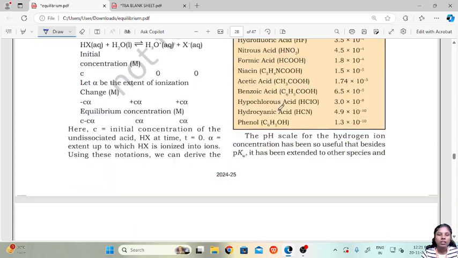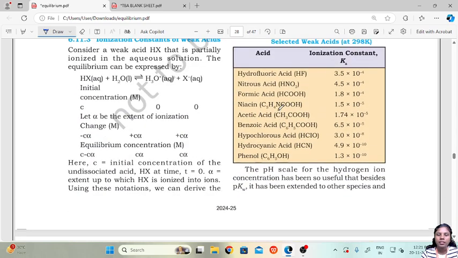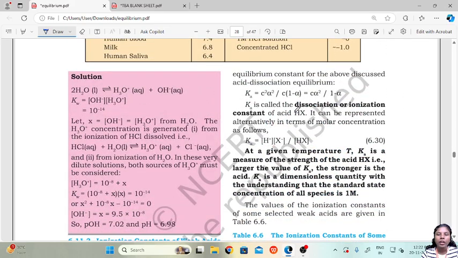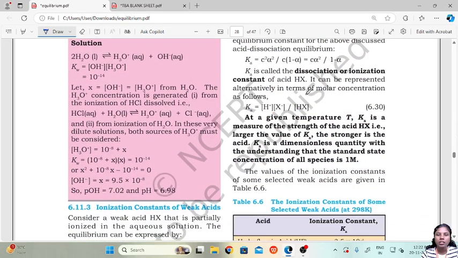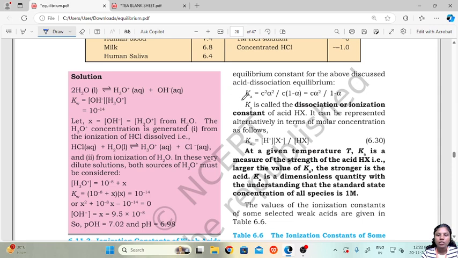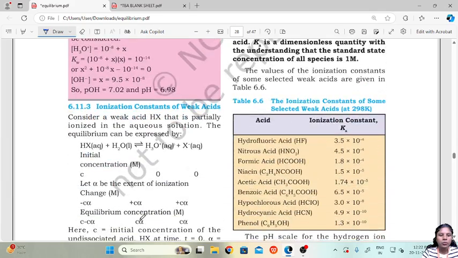So now those were the notations that we are going to consider. C is the concentration, alpha is the extent of ionization, and C alpha is the equilibrium concentration. So now using that we are going to define the equilibrium constant. So we can say that the equilibrium constant Ka equals C squared alpha squared upon C into 1 minus alpha. Now if I further reduce, then I can get C alpha squared upon 1 minus alpha.